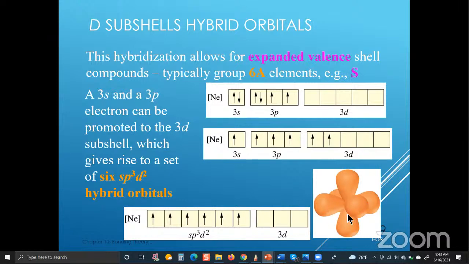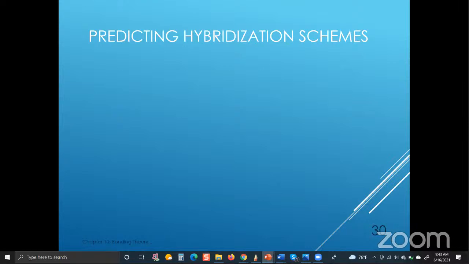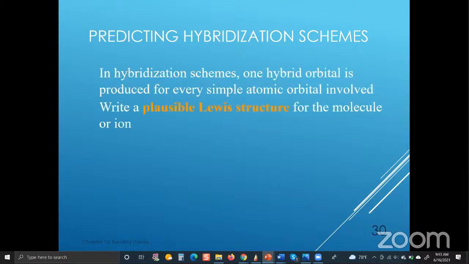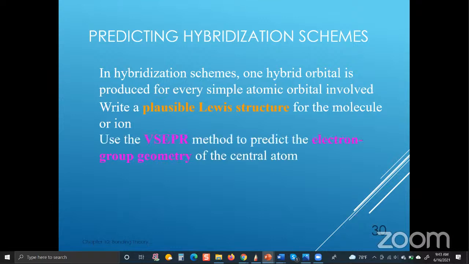And we can go beyond this, but of course, at our level, we will just stop here, right? We won't go beyond sp3d2 hybridization. Now, you might realize, or you might pick up on the fact that there is some correlation between the hybridization and the shape of the molecule, right?